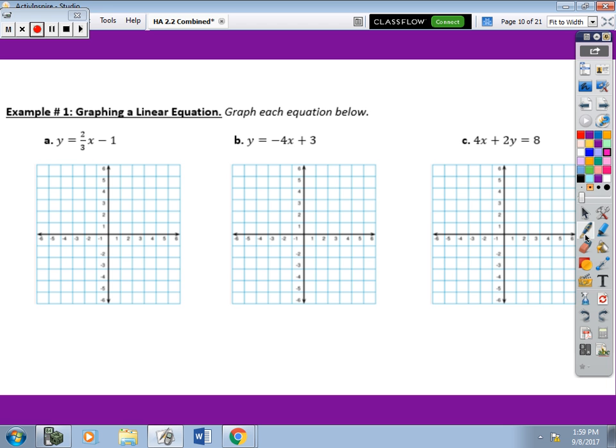Graph each equation below. So we should know how to do this. We have our slope and we have our y-intercept. So we always begin at the y-intercept. So we go to our y-axis, we go to -1 and we put a point. Then we use the slope to move using rise over run. So 2 over 3, we're going to go up 2 and to the right 3. And I didn't give you rulers, so just do your best. All right, connect the dots.